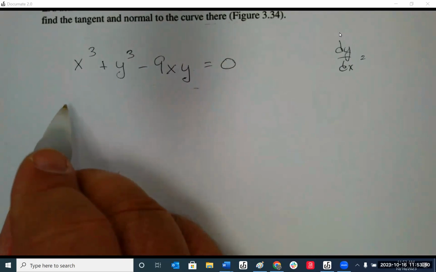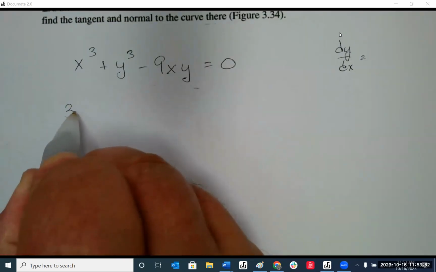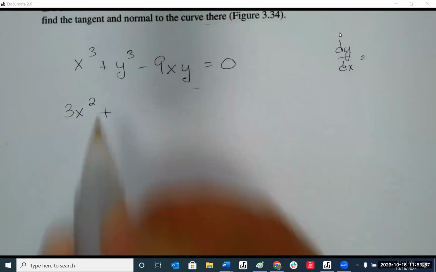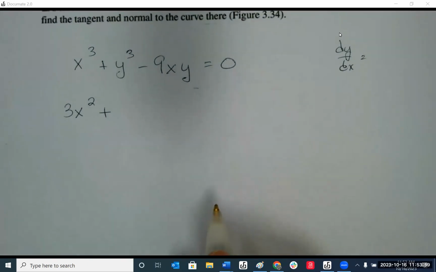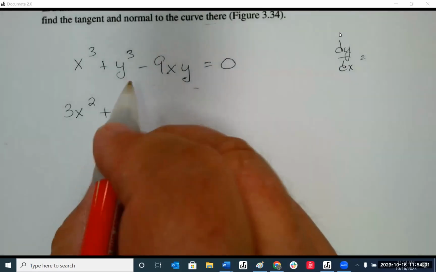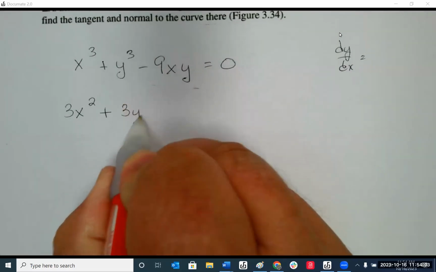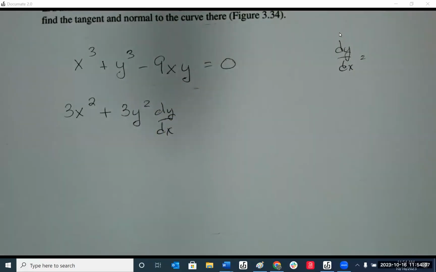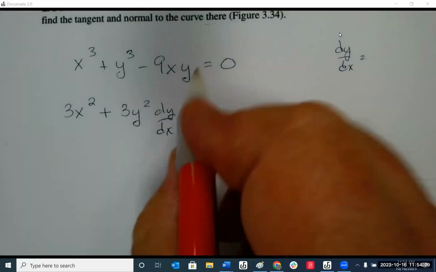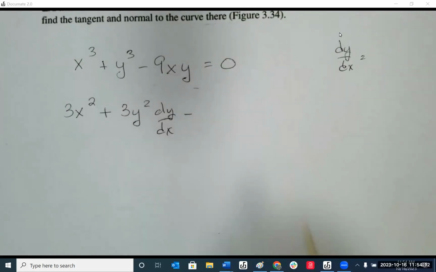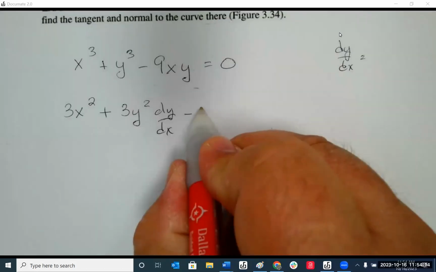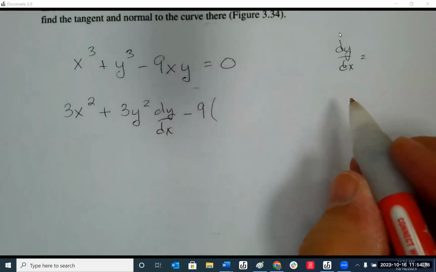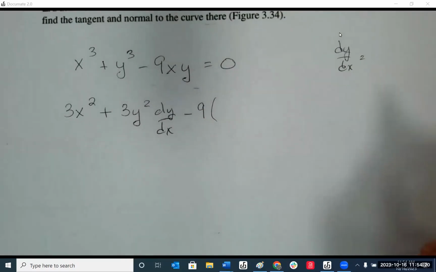So our first derivative is 3x squared minus... Now we've got to do the product rule.